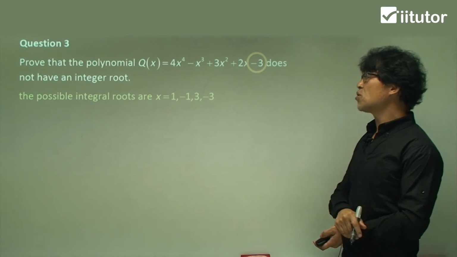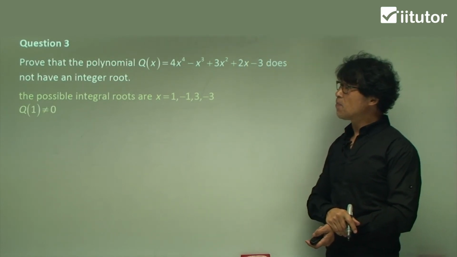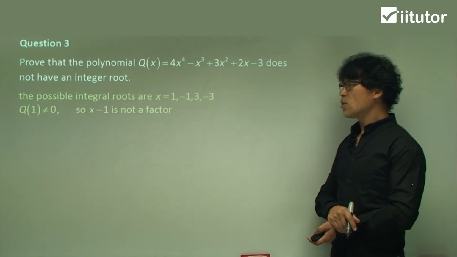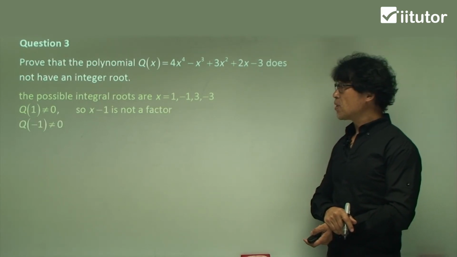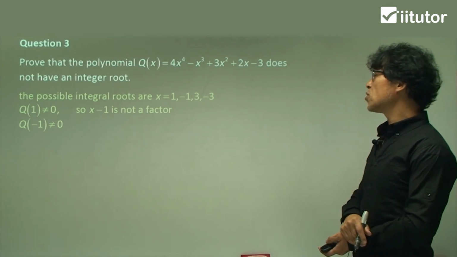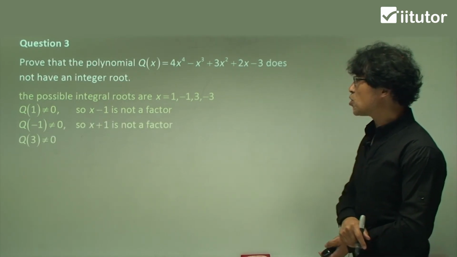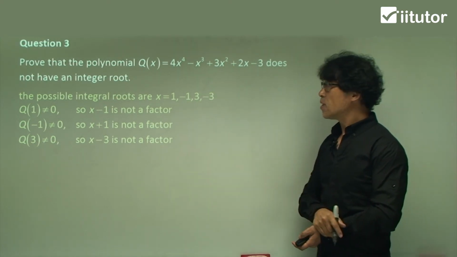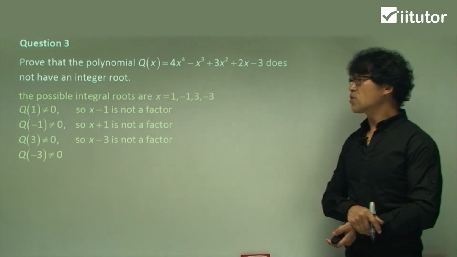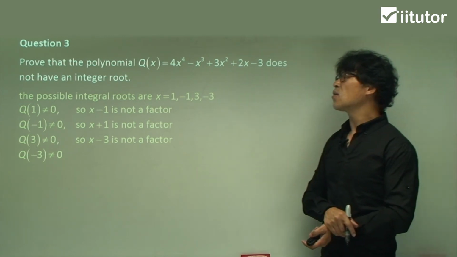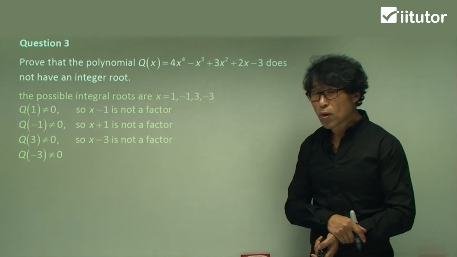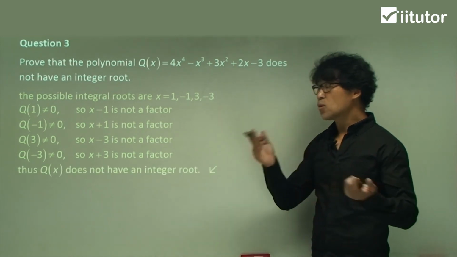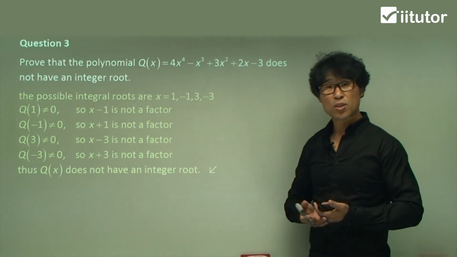We try to substitute one at a time. Substituting 1 does not give you 0, so it doesn't produce any factor. Substituting negative 1 does not produce any factor. Substituting 3 does not produce 0 because all are non-zero numbers. Lastly, substituting negative 3 does not produce 0 either. So no, not at all. Therefore, that proves it does not have an integer root.